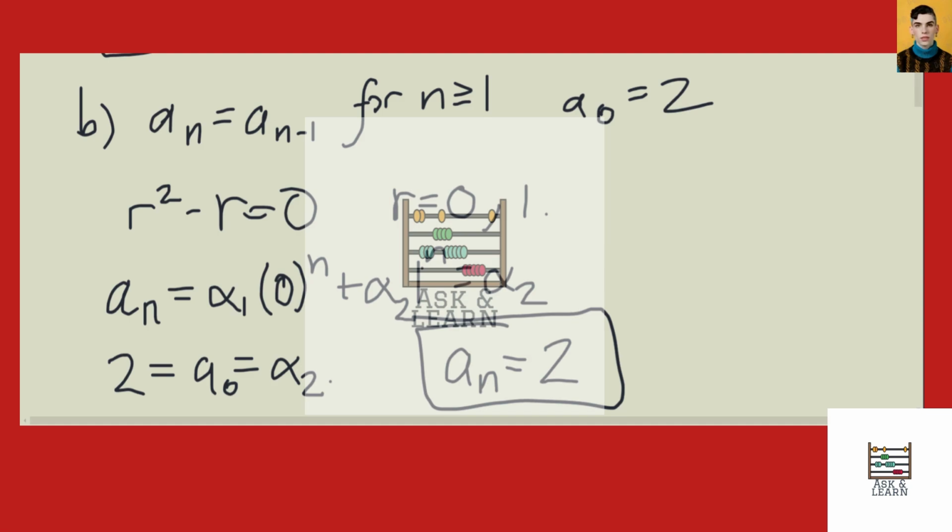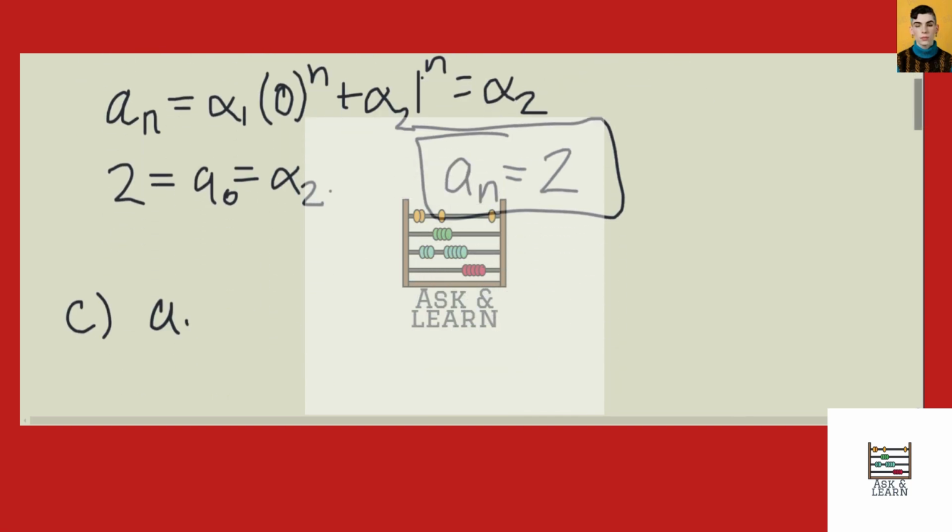In part C, we're given the recurrence relation a_n = 5a_{n-1} - 6a_{n-2}, where n is greater than or equal to 2, and we have the initial conditions a_0 equals 1 and a_1 equals 0.